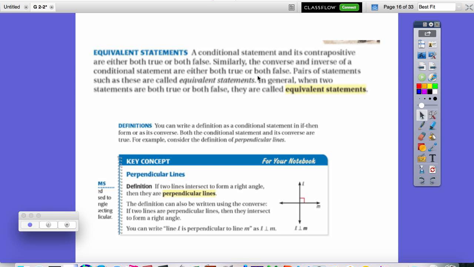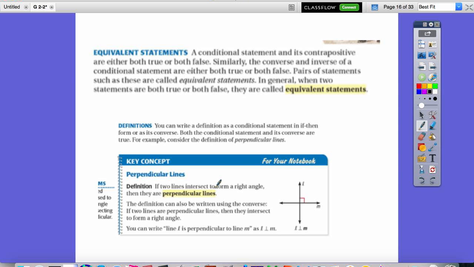Now, you can write a definition as a conditional statement in if-then form or as its converse. If both the conditional statement and the converse are true, then it's going to give you a definition. For example, let's look at the definition of perpendicular lines. If two lines intersect to form a right angle, then they are perpendicular. The definition can also be written using the converse. If two lines are perpendicular, then they intersect to form a right angle. Since the conditional statement and the converse are both true, the inverse and the contrapositive will also be true, and now we can use this as a definition.